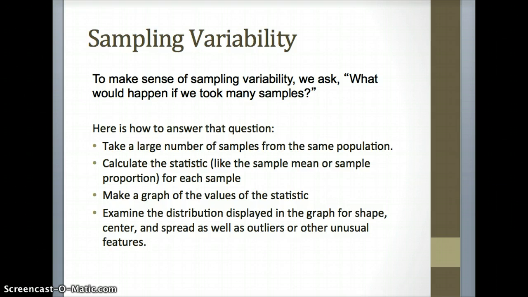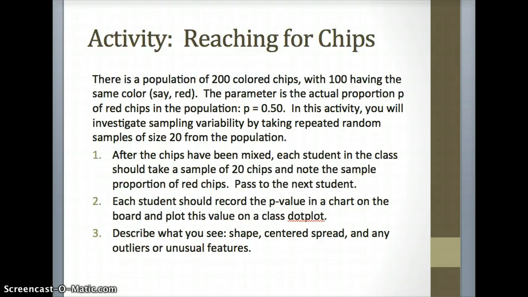Here's how we're going to do that. We're going to take a large number of samples from the population. We're going to calculate a statistic, usually your sample mean or sample proportion, for each of the samples. After that, you're going to put them together, usually in a dot plot, a graph of values of the statistic. After that, as we always do, we're going to examine the distribution displayed in the graph for shape, center, and spread, as well as possibly any outliers or unusual features. This is going to be an activity that we do in class, just to demonstrate the idea of sampling variability and where we're going with that.